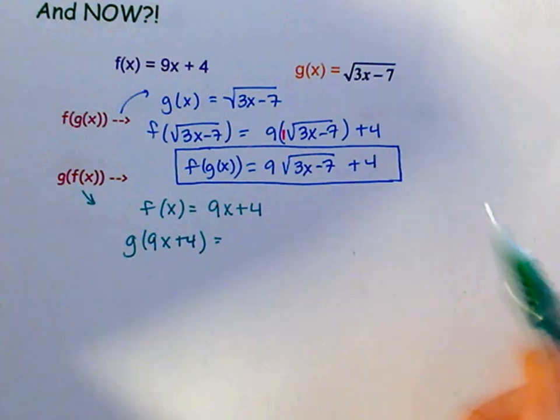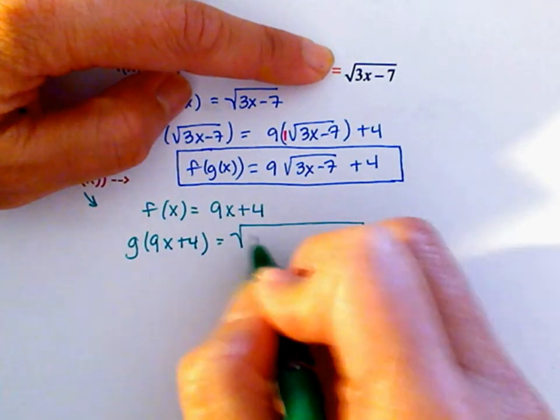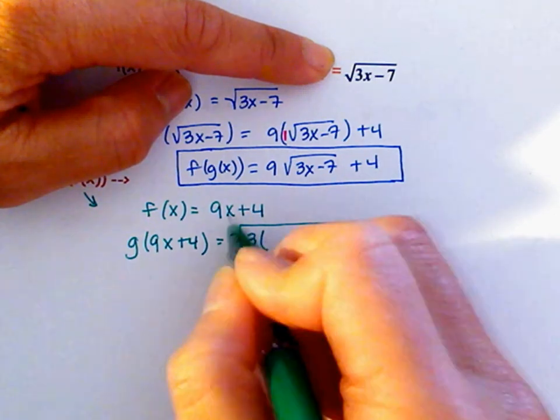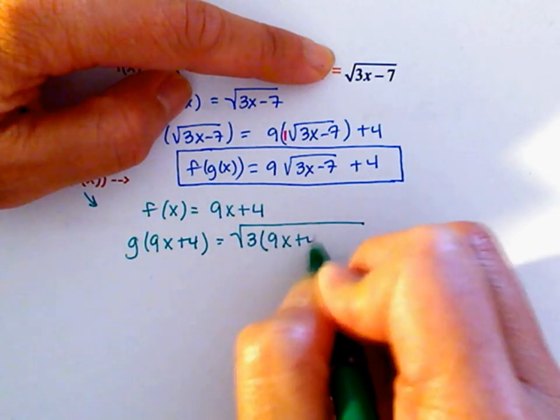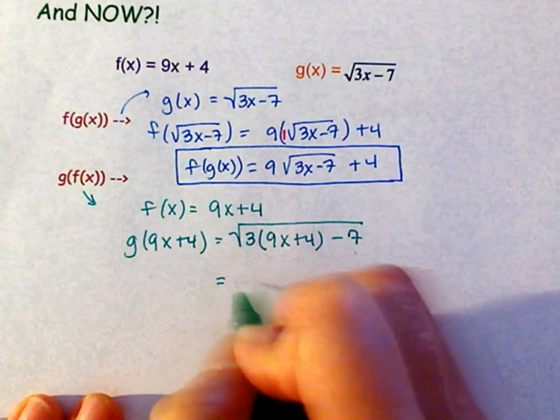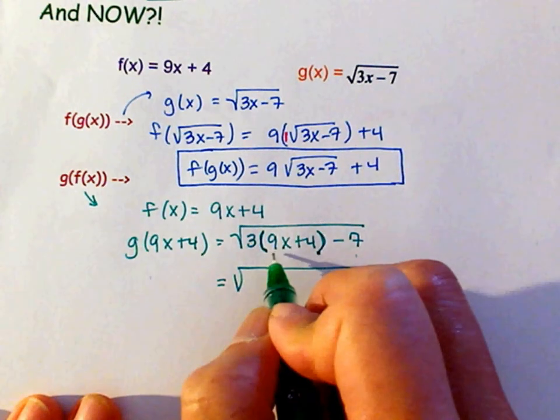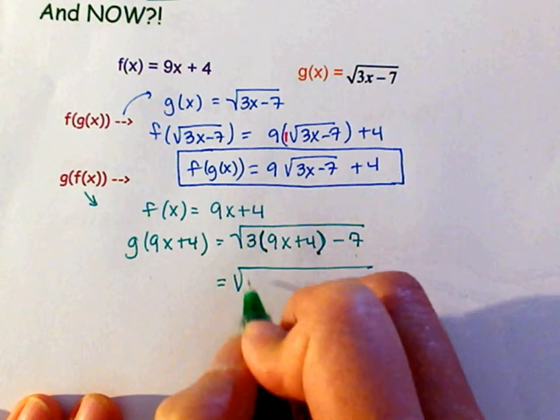So your g, so you got a square root. 3 times, what's your x now? 9x plus 4. Bring down your minus 7. Okay? Simplify. See that parentheses? That means multiply. 9 times, all under the square root. 3 times 9x is 27x. 3 times 4, positive 12.